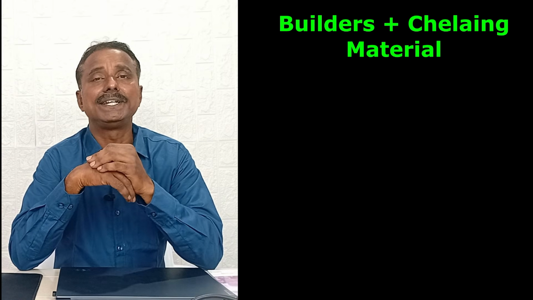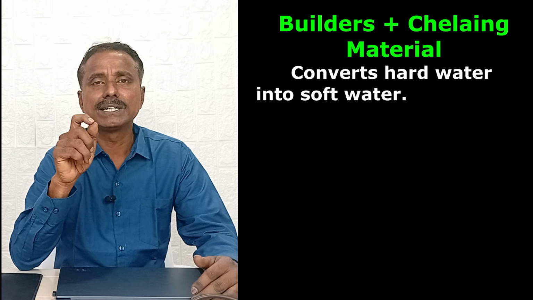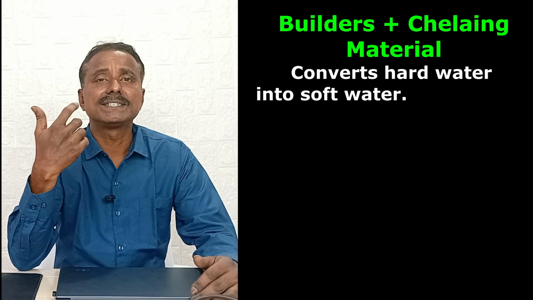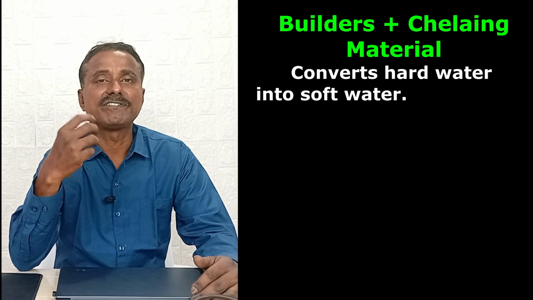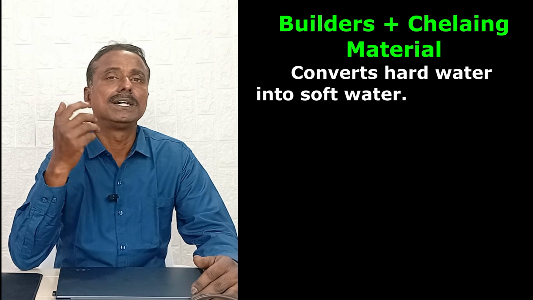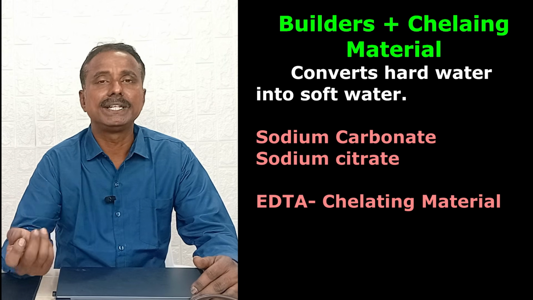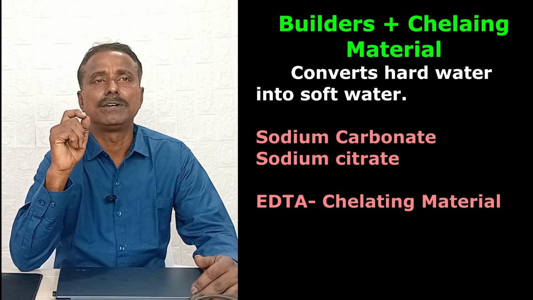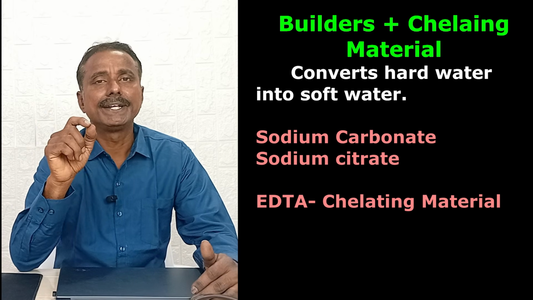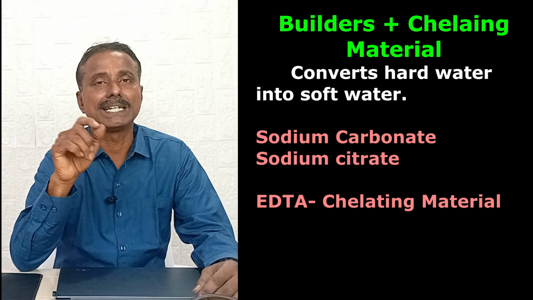Builders and chelating materials. Builders are essential. I mean, builders will convert hard water into soft water. Only in soft water will surfactants play their role effectively and give their maximum performance. So builders are essential. Some examples are sodium carbonate and sodium citrate. In case of chelating materials, of course, the example is EDTA. When we add the chelating material, we can achieve superior cleaning performance. Builders along with chelating materials are required.